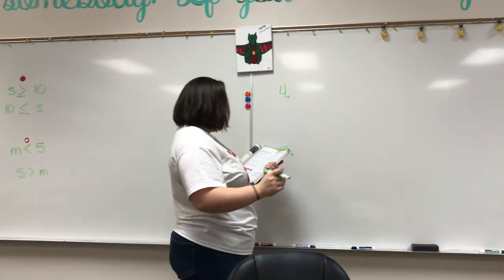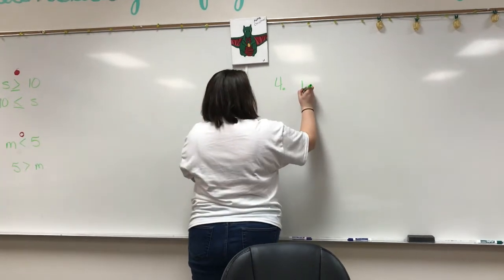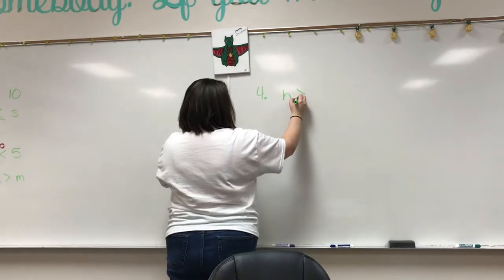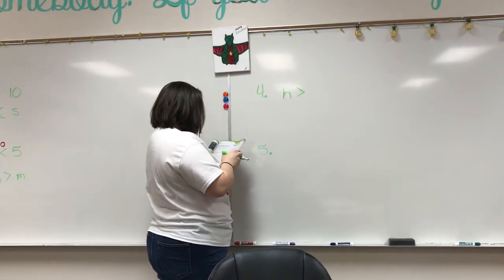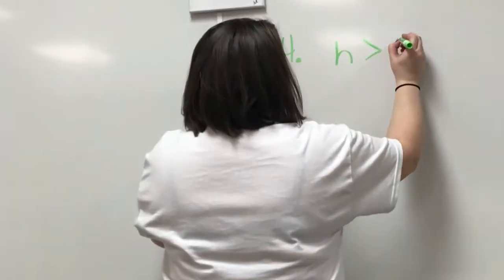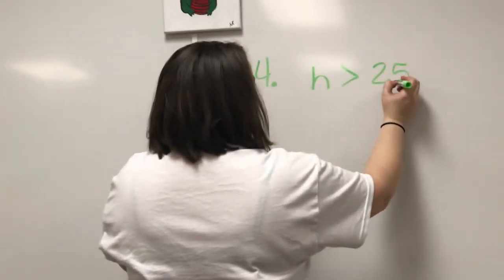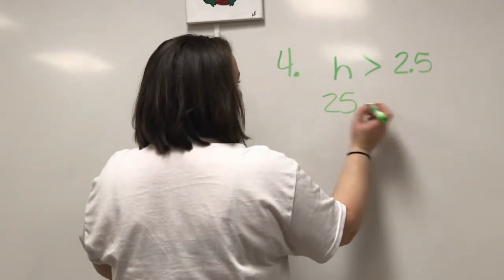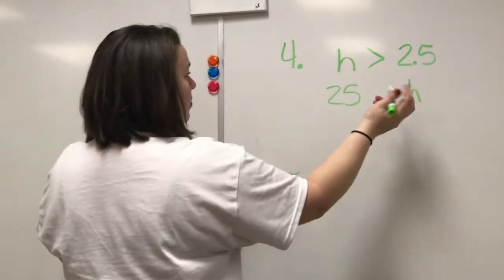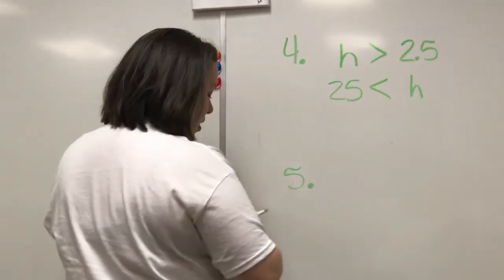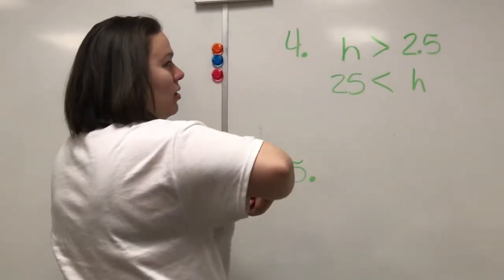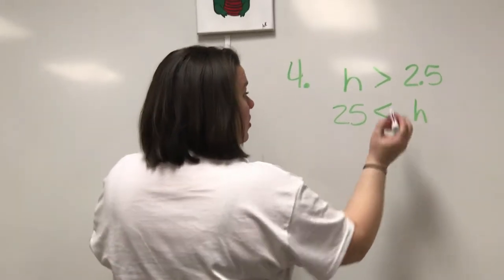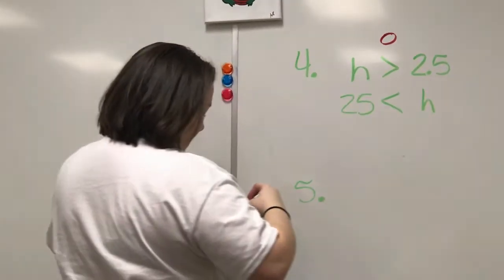Number 4, the height, which they want you to use H. The height is greater than 2.5 meters. Okay? Flip it around, 2.5, H, flip your symbol, and then do your dot. Is it going to be an open dot or a closed dot? What do you think? It's going to be an open dot.